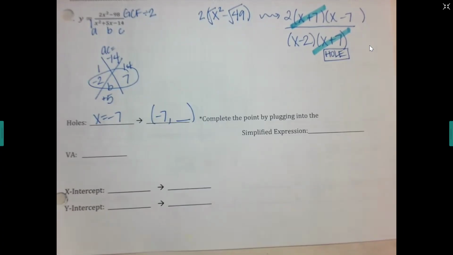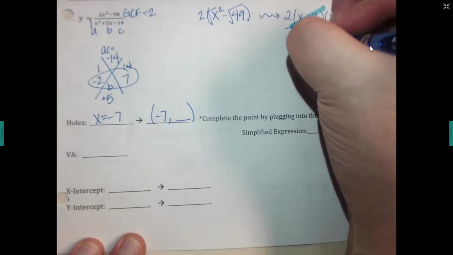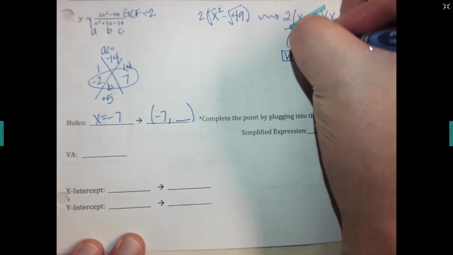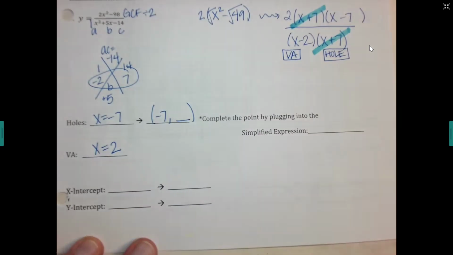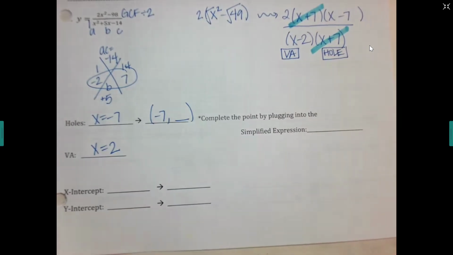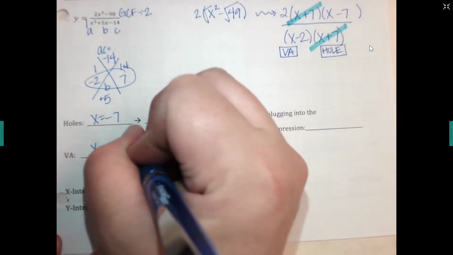Vertical asymptotes come from x's left over on the bottom. I have an x minus 2 left on bottom. Where is my vertical asymptote going to happen at? Positive 2. Very good. And remember, those are going to be errors in the table. Okay, so I'll put here error.